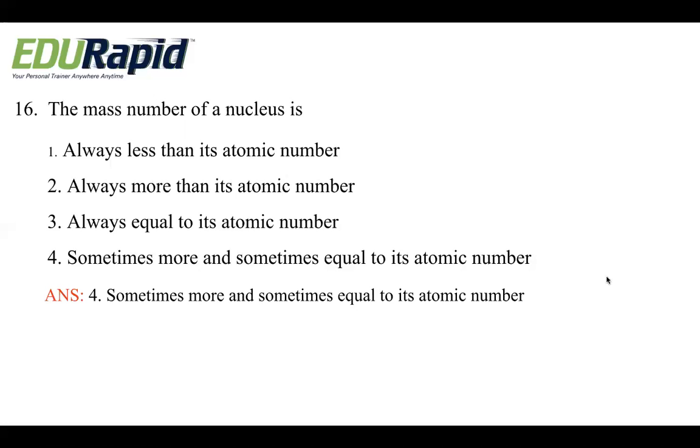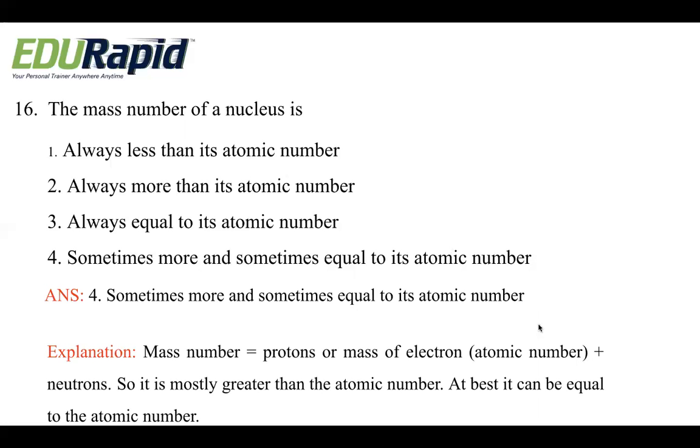It is option 4, sometimes more and sometimes equal to its atomic number. We cannot say it is always; sometimes it may be more or sometimes it might be equal to its atomic number. Mass number is nothing but the protons plus neutrons. That is, the total number of protons and neutrons is the mass number. So it is mostly greater than the atomic number, but sometimes it may be equal to its atomic number.